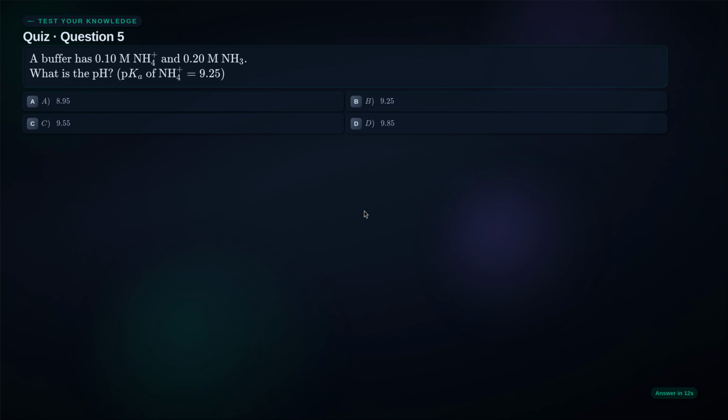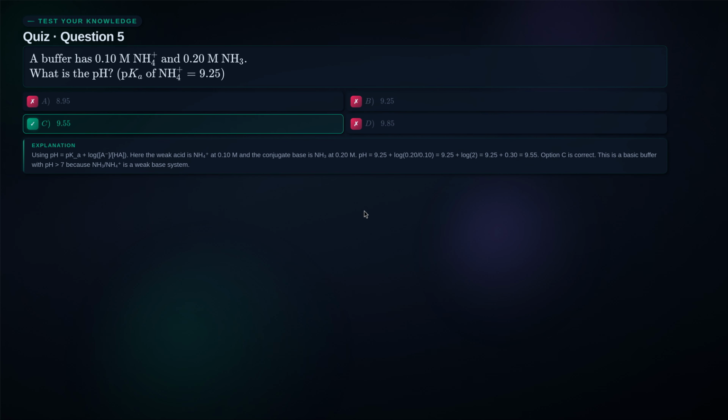The correct answer is option C, 9.55. Using Henderson-Hasselbalch, pH equals 9.25 plus log of 0.20 over 0.10, which equals 9.25 plus log of 2, which equals 9.25 plus 0.30, giving 9.55. This is a basic buffer with pH above 7.